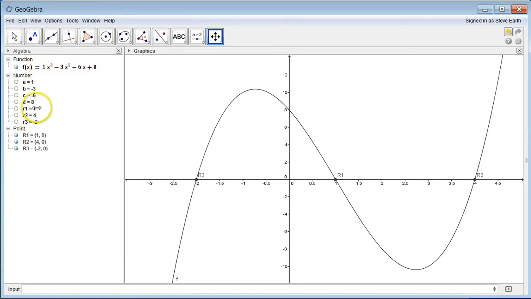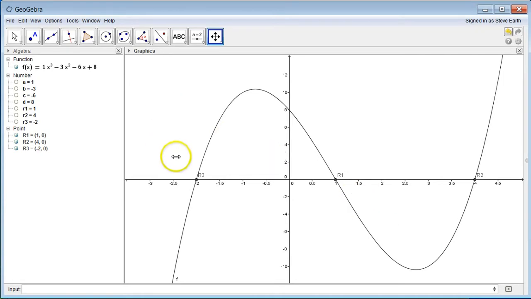And it also is giving us the values of R1, R2, and R3, or in other words, the roots of this cubic. These are the numbers that when we plug them in, will make it be 0. And notice that's why they're showing up as x-intercepts over here in the graph, because the y-coordinate is 0 when we plug them in. So far so good. It's got this kind of curvy nature to it, it being a cubic.